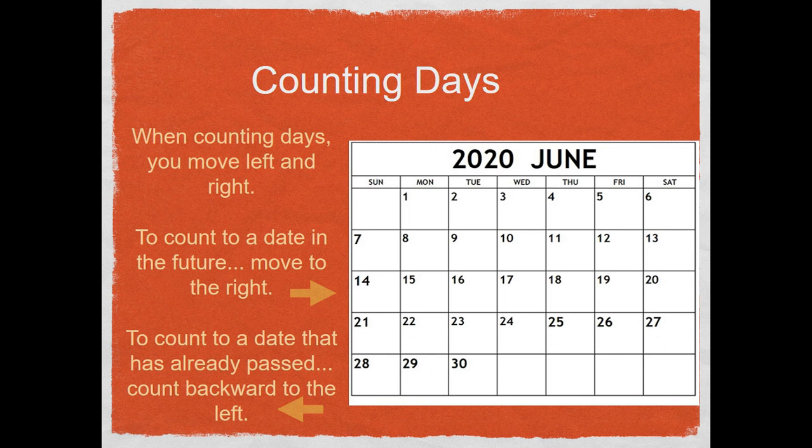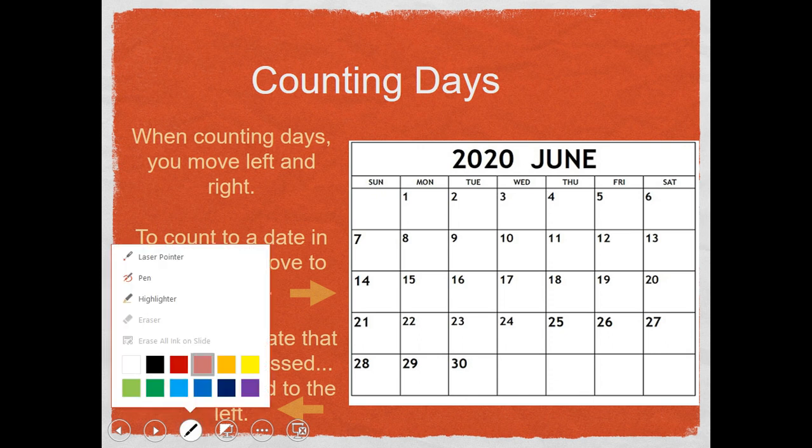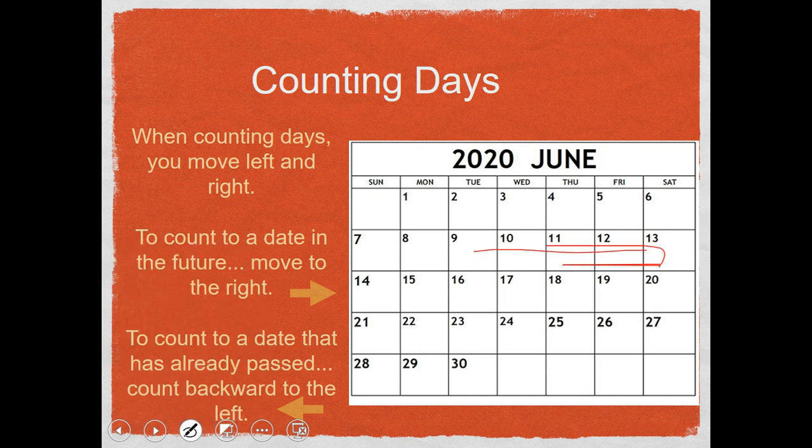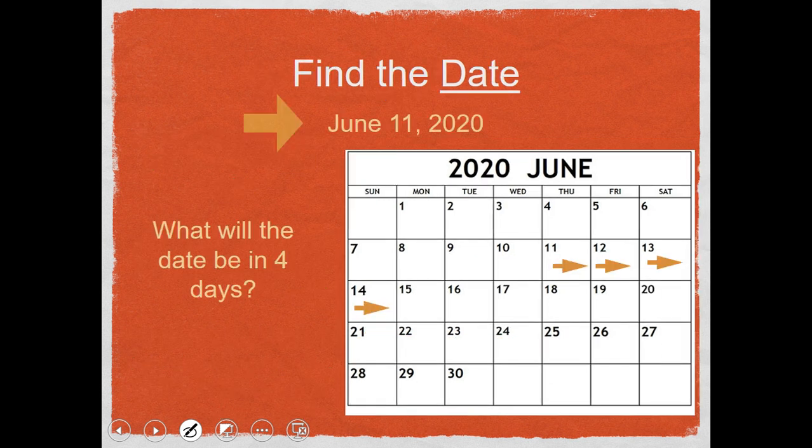So when we count days, you move left and right, okay? If you are counting a day in the future, you are going to move to the right, this way. And if you are counting a day that has already passed, then you move backwards. Okay, it's just like how we use our hundreds charts when we were counting with numbers.